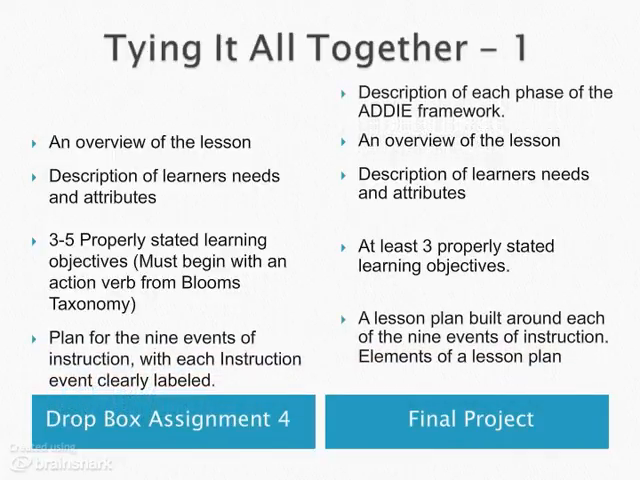The Dropbox assignment specifically states that you will plan for the 9 events of instruction with each instruction event clearly labeled. The final project states a lesson plan will be built around each of the 9 events of instruction. The only thing that you see different between these two projects is the thing that's at the top on the final project. Description of each phase of the ADDIE framework.